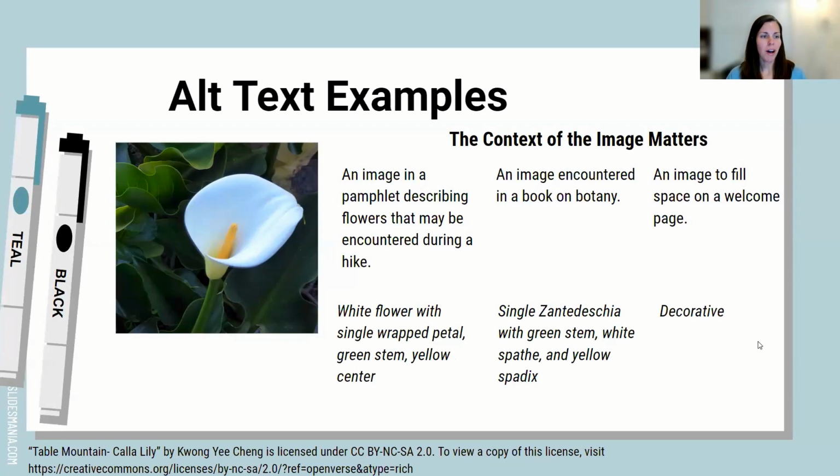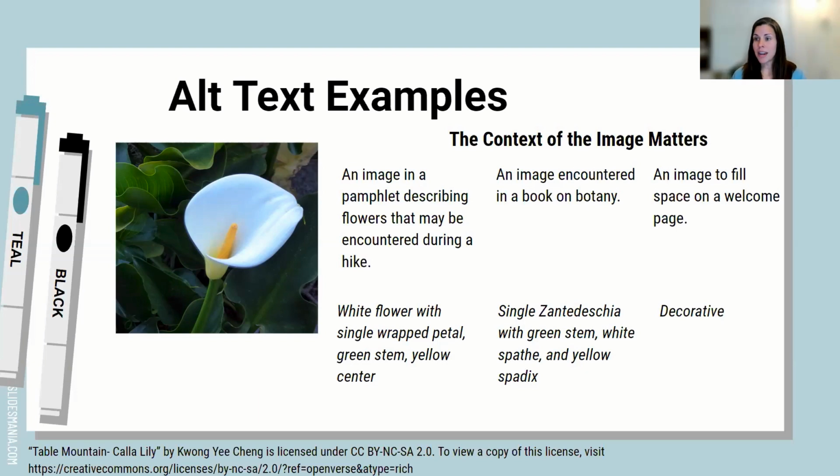So my alt text I've now listed below the situations. In my digital pamphlet, I might be able to write something along the lines of a white flower with a single wrapped petal, a green stem, and a yellow center. It's a description of the flower that I might come across in the hike.